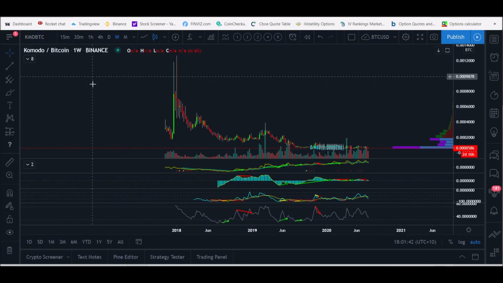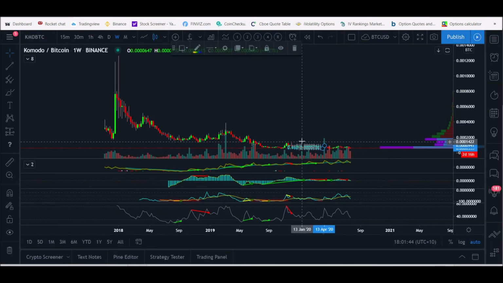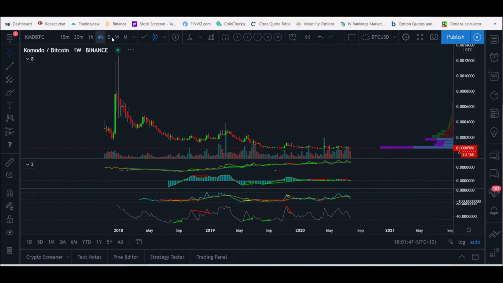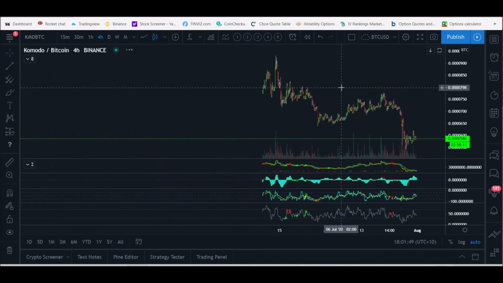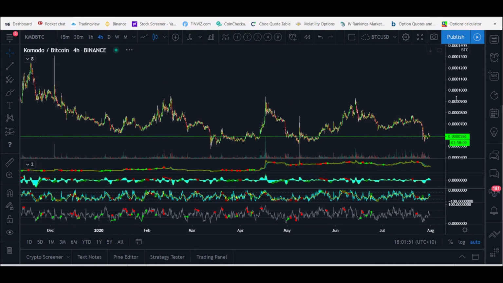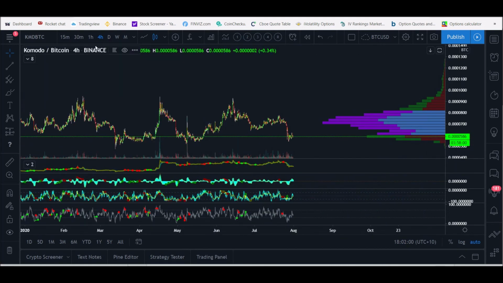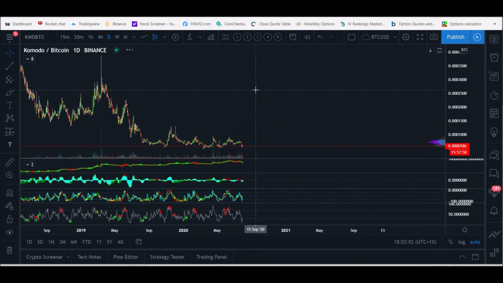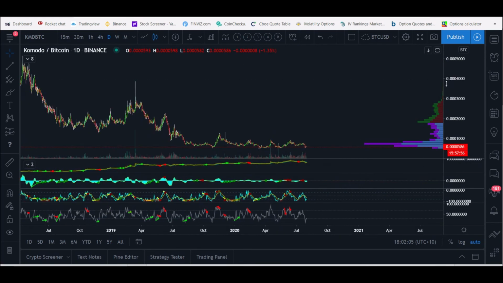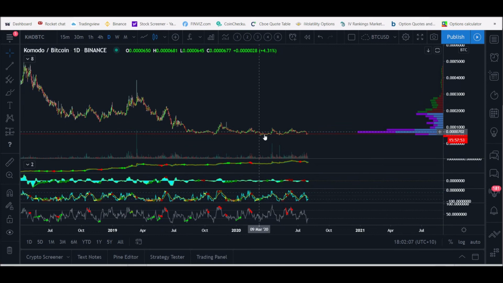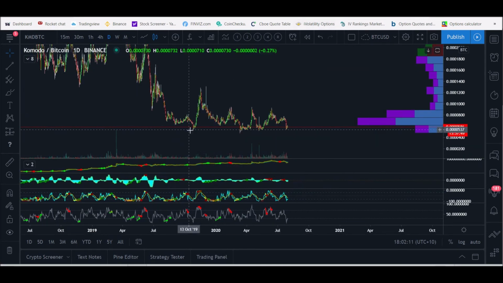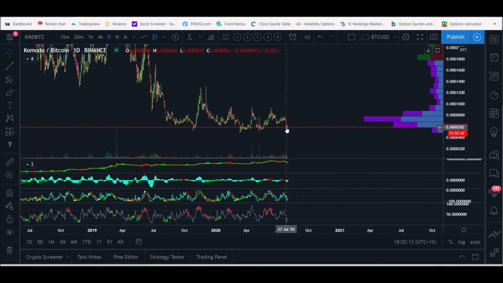Moving on to KMD. I did swing trade this a few times actually. I think it was twice. So I swing traded this move up here, and I did this up here. So it was a nice little move, but we will be working off the daily chart. You can see that they are holding this bottom in. So we've got support here, support here, support.